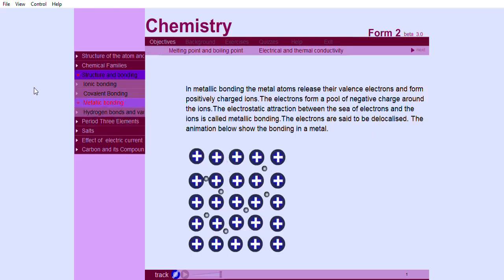In metallic bonding, the metal atoms release their valence electrons and form positively charged ions. The electrons form a pool of negative charge around the ions. The electrostatic attraction between the sea of electrons and the ions is called metallic bonding. The electrons are said to be delocalized.